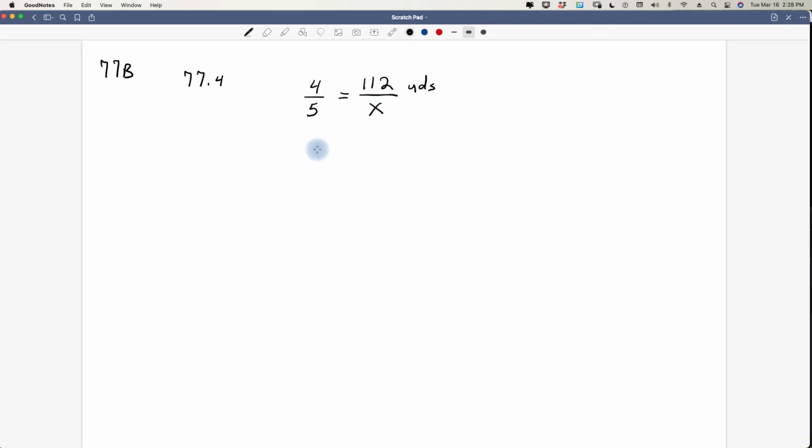We're going to say 4 times x is 4x. And it doesn't matter which side you put this on. And 5 times 112. I've got to figure it out myself. It doesn't tell me. 5 times 112 is 560. So 560 has to be divided by 4. We divide both sides by 4. X equals 560 divided by 4, 140.